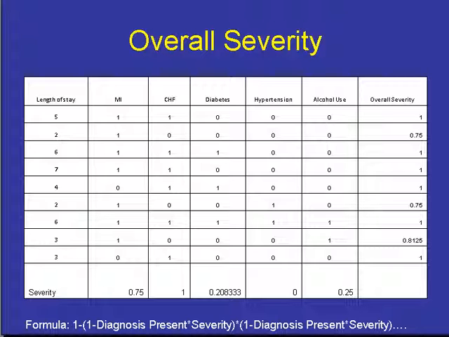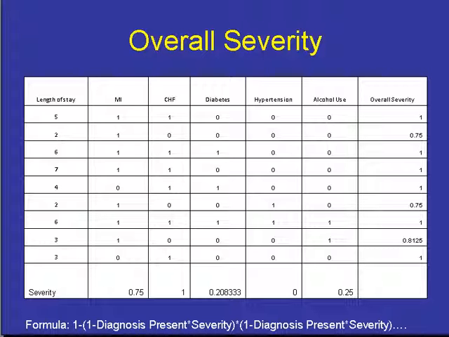As you can see, the individuals that were diagnosed with CHF have an overall severity of 1, meaning they have the worst and most severe disease. No individual can have a severity higher than 1 because CHF, with the standardized severity of 1, is the worst disease. The individuals that were not diagnosed with CHF have lower overall severities.